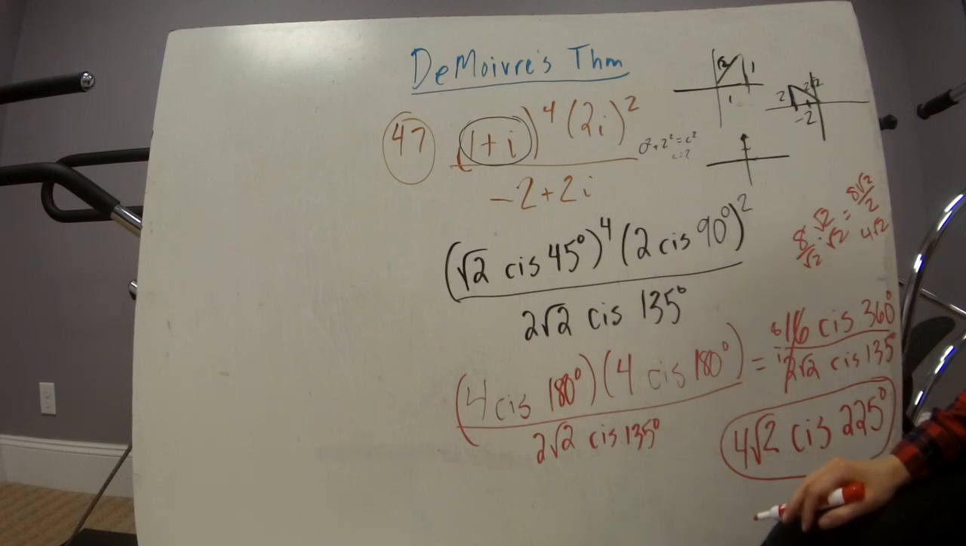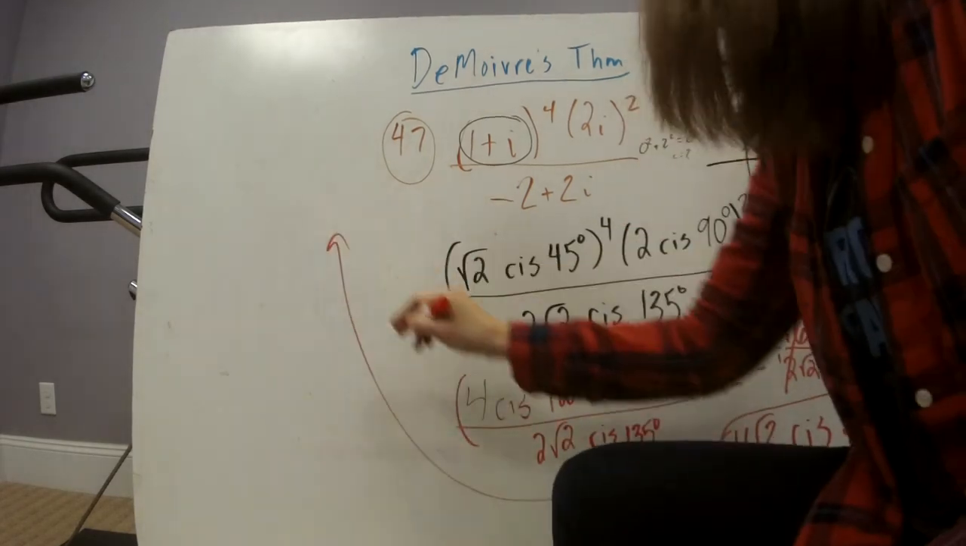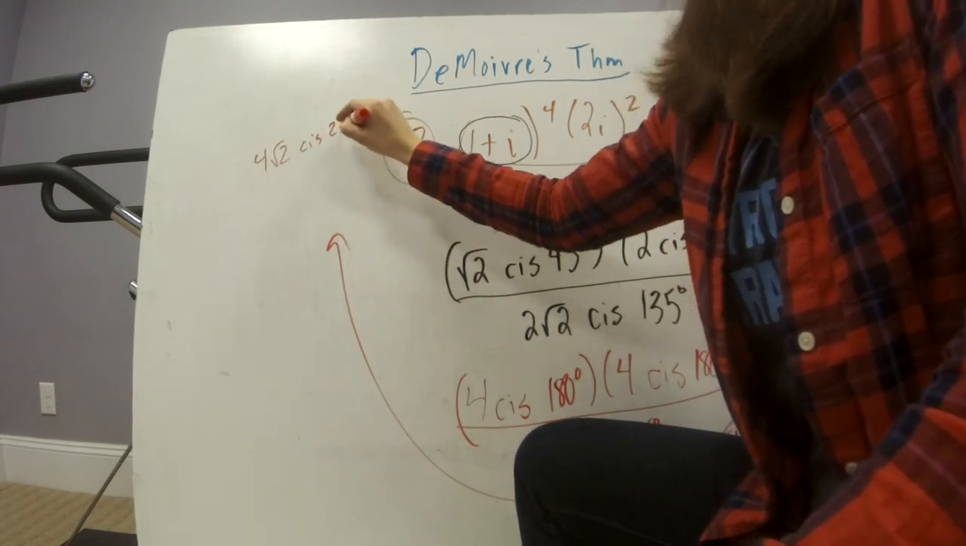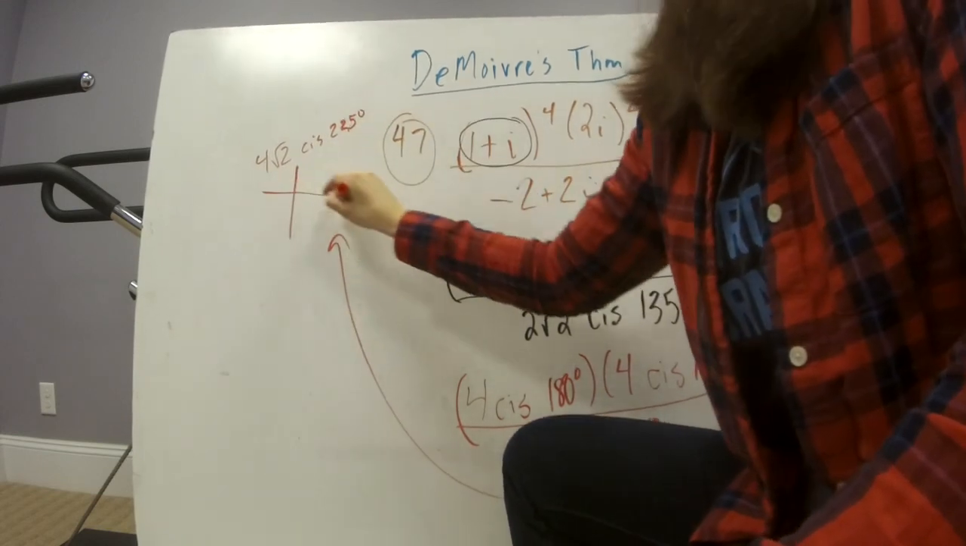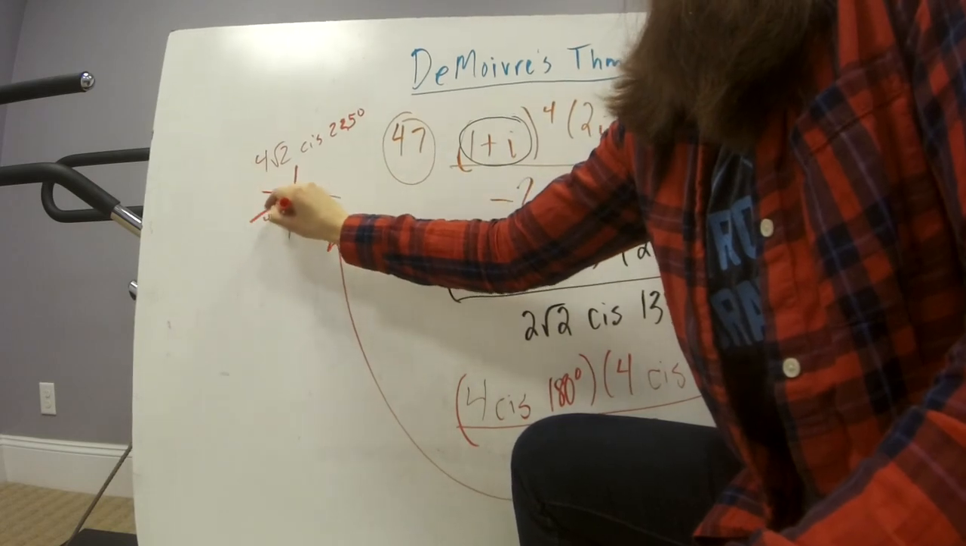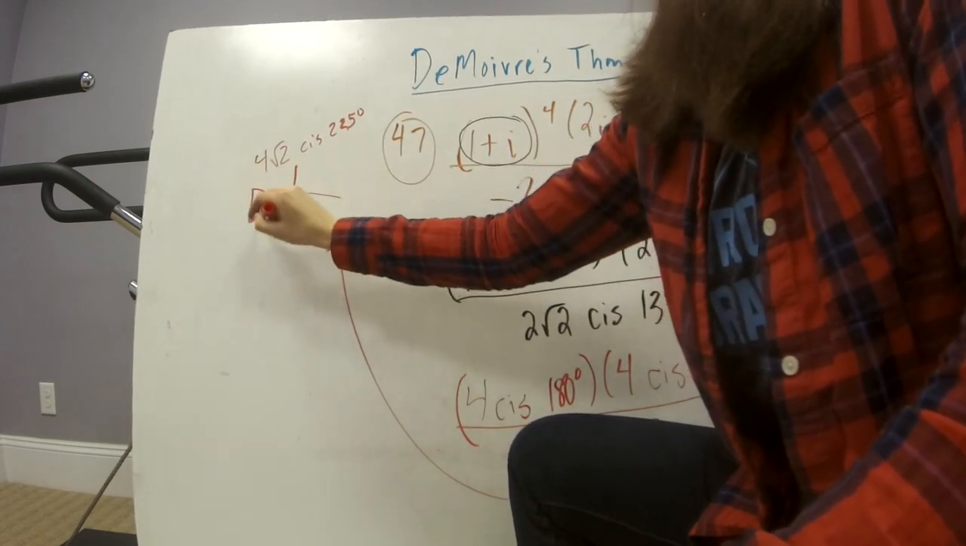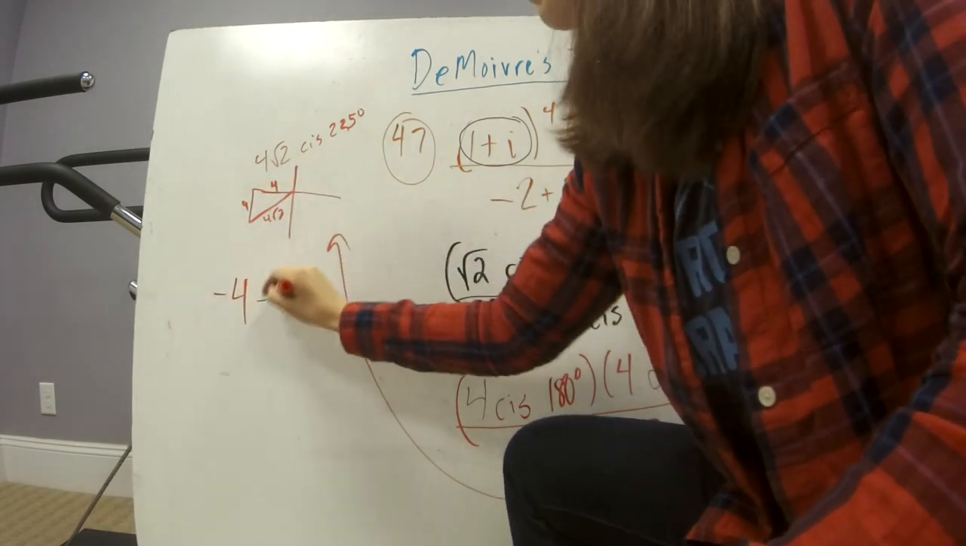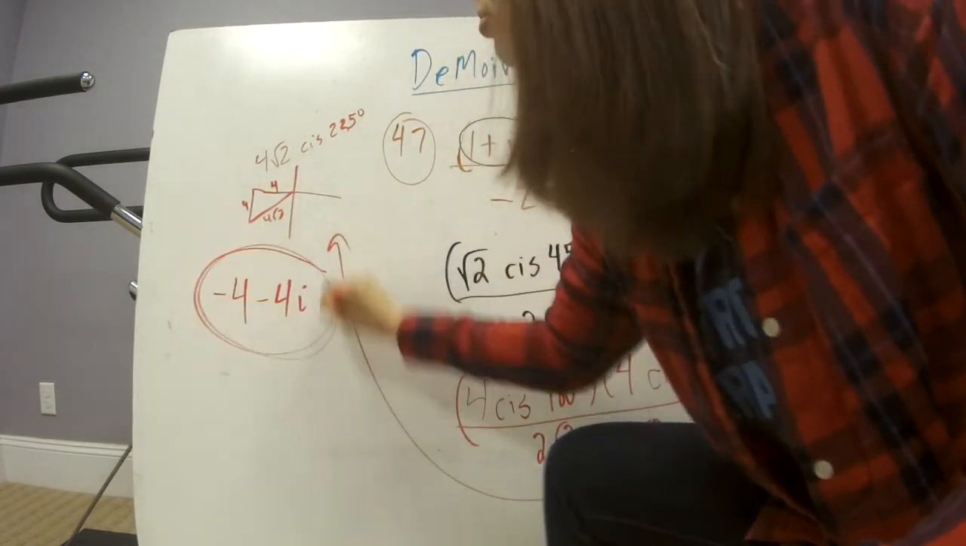So 4 root 2 cis 225 is the answer, but they want that in standard form. Well, I'll just come over here because I'm out of room, right? But 4 root 2 cis 225 is down here, and this is 4 root 2. So I'm going to recognize, oh, that's a 45-degree triangle, obviously. So it's 4, 4, 4 root 2. But these are both negative. So it's negative 4 minus 4i is the actual final answer there.